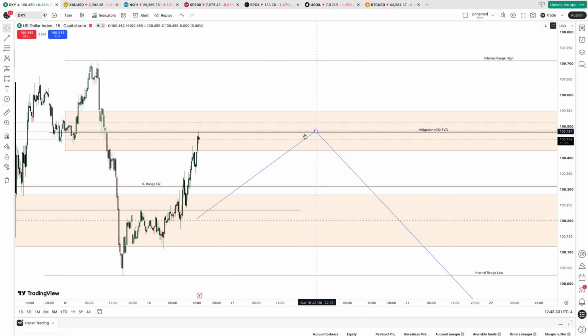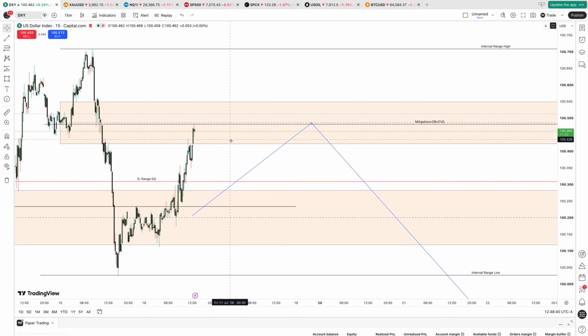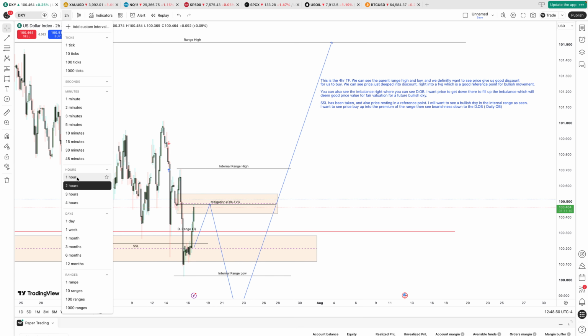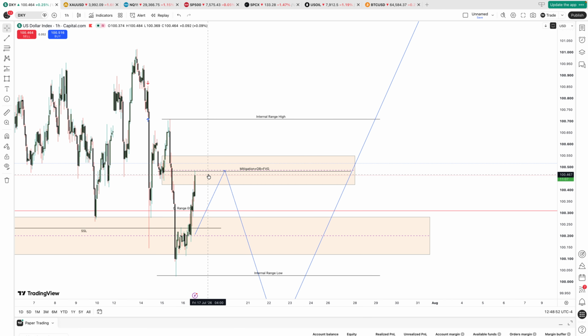Tomorrow I just want to see sales down to this, taking this low. This is SSI liquidity. We're going to see this being traded through tomorrow. But yeah, sorry. This is how I caught the trade.